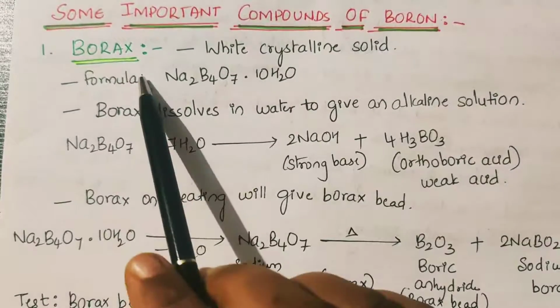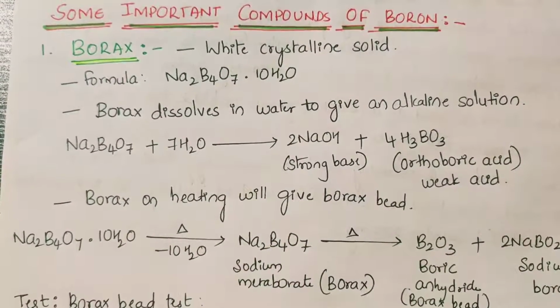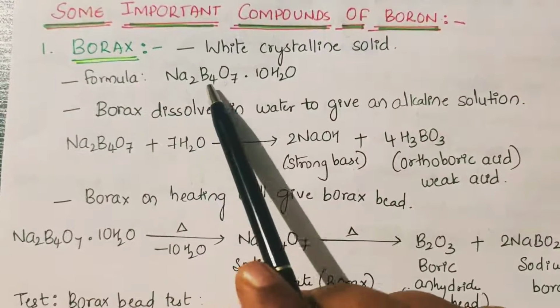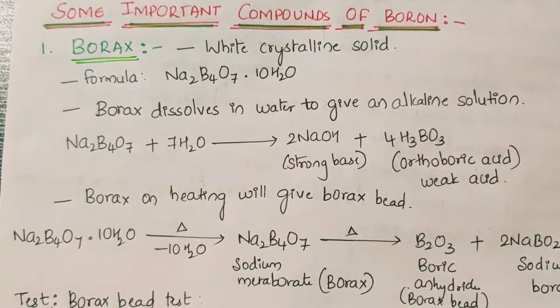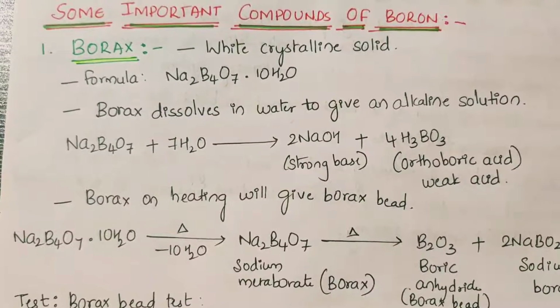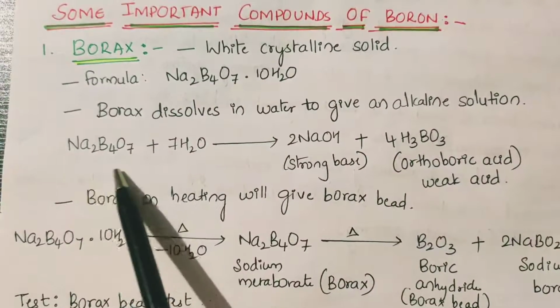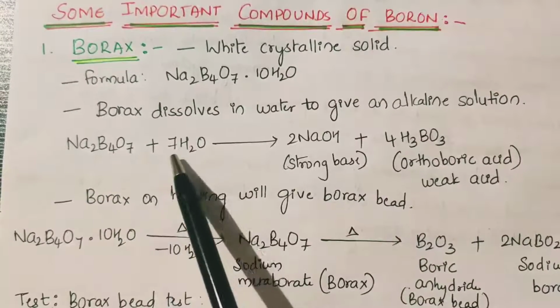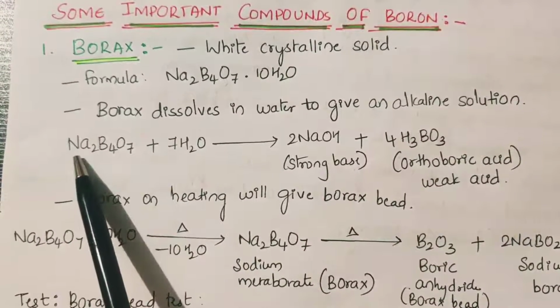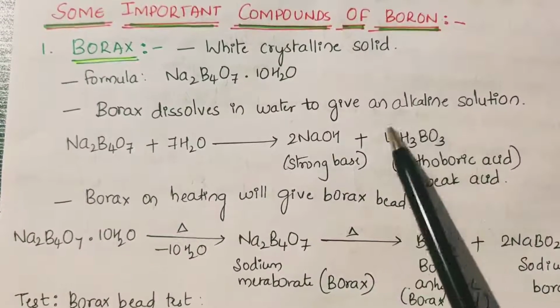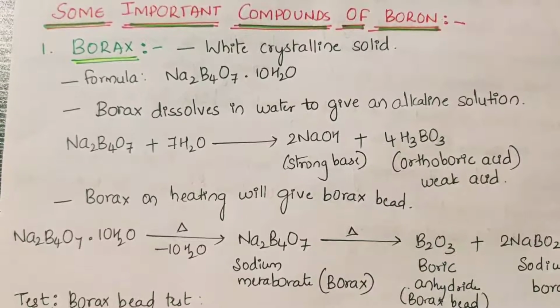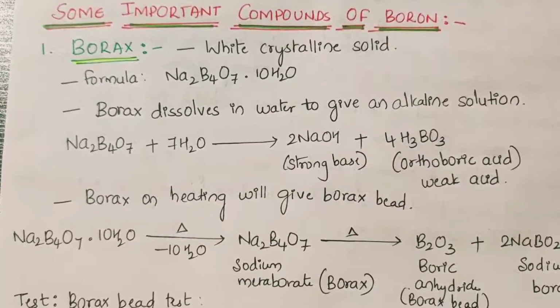Now borax appears in the form of a white crystalline solid with the formula Na2B4O7.10H2O. If you treat borax with water, it will dissolve to give an alkaline solution. Take the anhydride of borax, Na2B4O7, and treat it with water. Sodium, being a metal, is converted to the corresponding hydroxide. Boron, being a non-metal, is converted into a weak acid, orthoboric acid. So borax dissolves in water to give an alkaline solution.